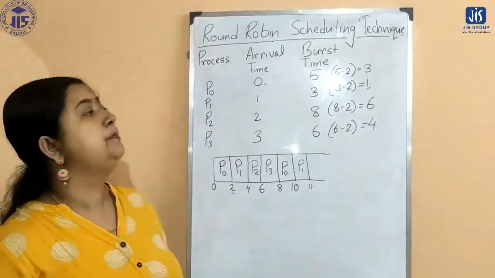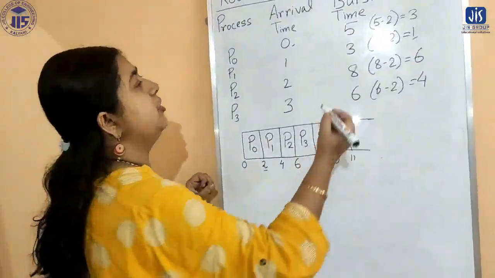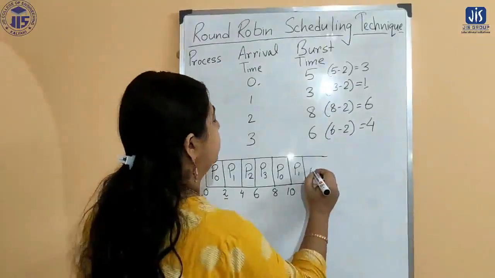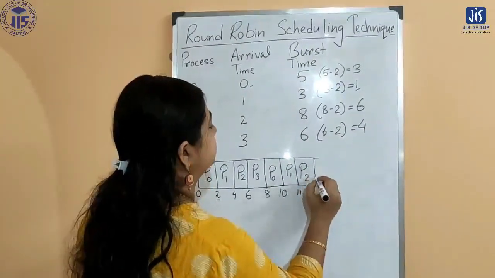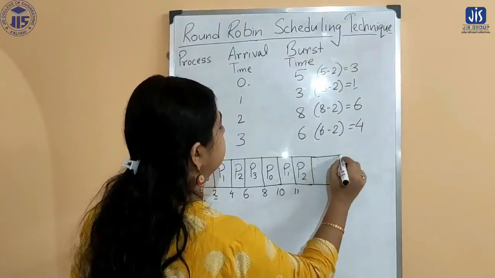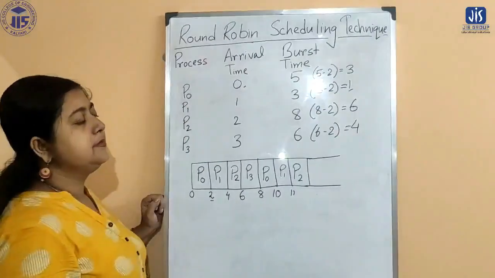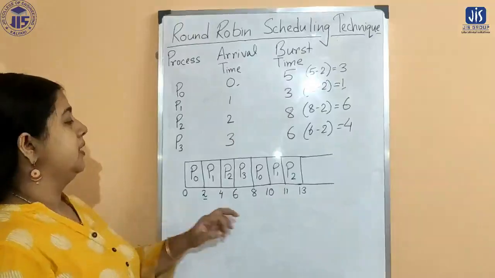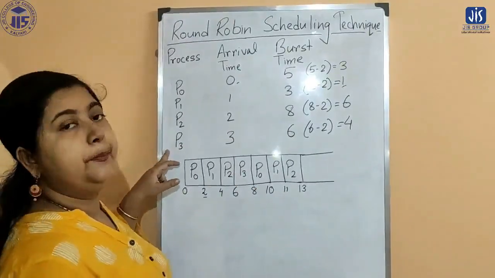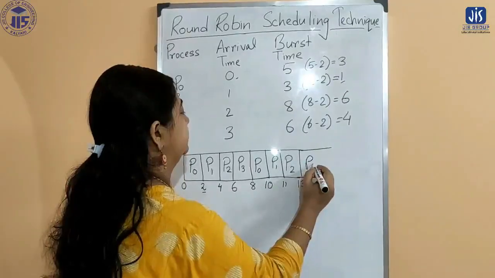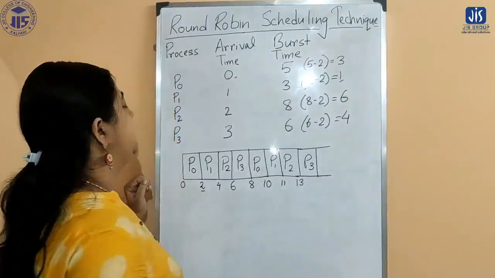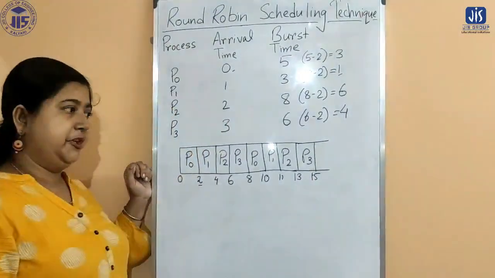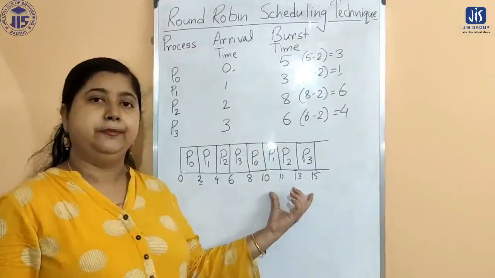Now we have P2. P2 required 6 units of time, so we can continue for 2 time slices. So it will end at 13. After that we have P3. P3 again requires 2 units, so it is going to be done at 15. So now the second round is completed.